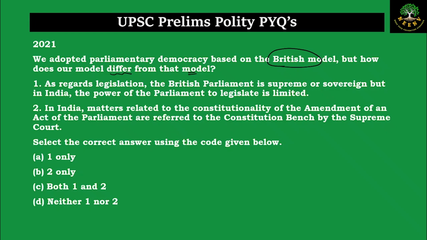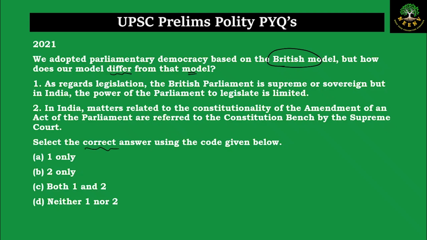Statement 1. As regards the legislation, the British Parliament is supreme or sovereign, but in India, the power of the Parliament to legislate is limited. Statement 2. In India, matters related to the constitutionality of the amendment of an Act of Parliament are referred to the Constitution bench by the Supreme Court. Select the correct answers using the code given below.